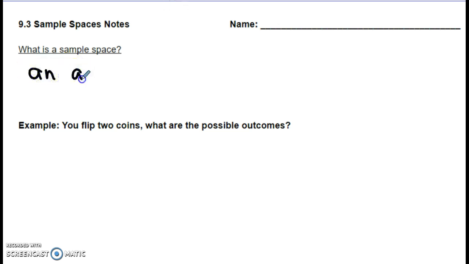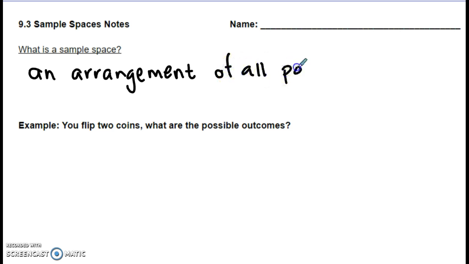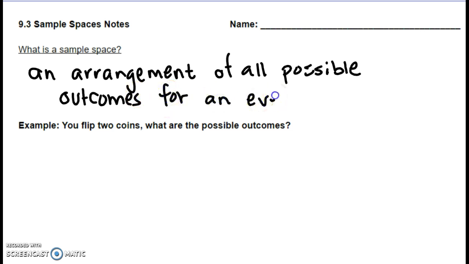So an arrangement of all possible outcomes for an event. So really we've already kind of explored this. When we started probability, I gave you a few scenarios and asked you to list all of the possible outcomes. That's really what a sample space is. We're just going to talk about a couple different ways today on how to organize them once our events start getting more and more complicated.